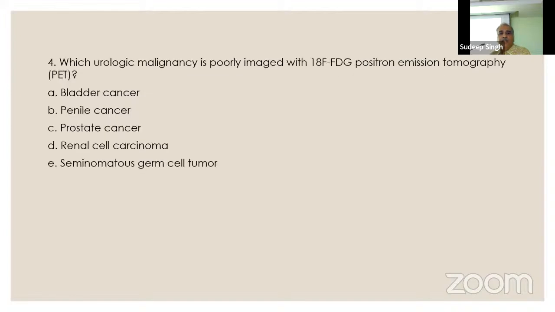Which urologic malignancy is poorly imaged with 18F-FDG PET? Bladder cancer, penile cancer, prostate cancer, renal cell carcinoma, or seminomatous germ cell tumor. Prostate cancer. We all know we have a PSMA PET-CT, so 18F-FDG is not that good for prostate cancer. That is why FDG is not a good radiopharmaceutical for prostate cancer.